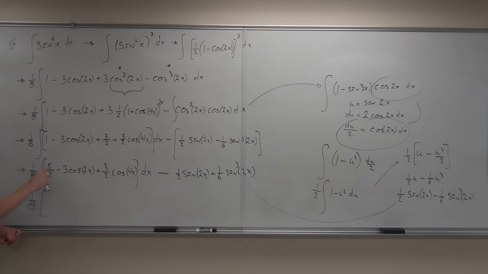Now, let's say that, so we check first the power of tangent, okay? If it's odd, you're good. Then if it's not, we're going to check secant. Let's say the power of secant is even.